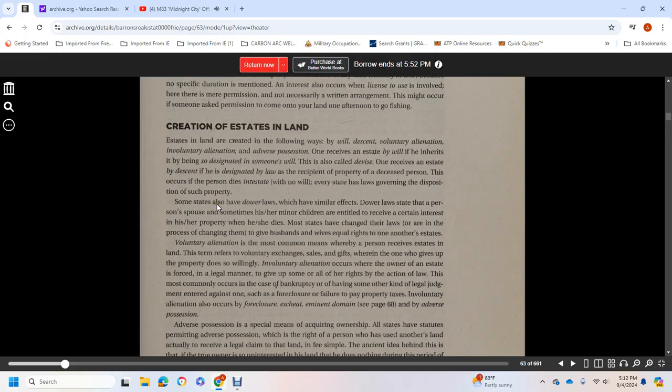Every state has a law governing disposition of such property. Some of the states have dower laws, which are similar in effect. Dower laws state that the person's spouse, sometimes his or her minor child, is entitled to receive a certain interest of his or her property when he or she dies. Most states have changed the laws, and are in the process of changing them, to give husbands and wives equal rights to it in the other's estate.